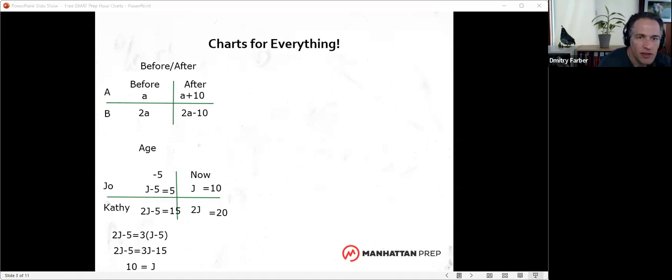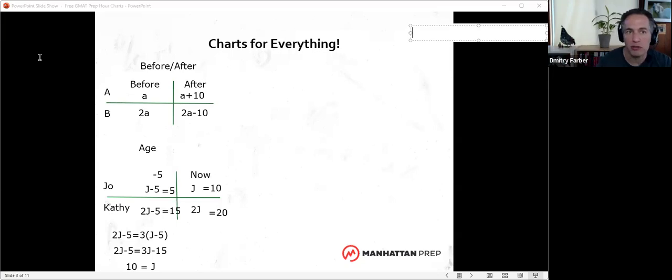Okay, another kind. Have you seen the overlapping sets problems, right? The kind where there's like two binary choices, two groups.